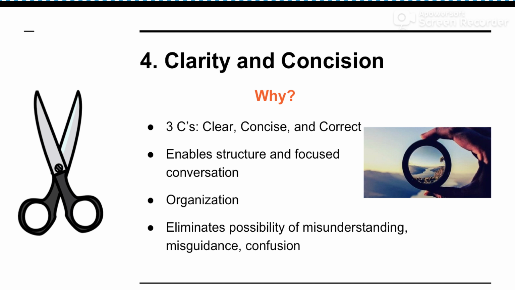So what this does is that it allows you to have a structure in your conversation and be more organized. When you're having a conversation with someone and you're clear and concise in what you're saying, there's no room for tangents to occur and for the conversation to get off topic. Also, it eliminates the possibility of misunderstanding or any confusion that someone might have.